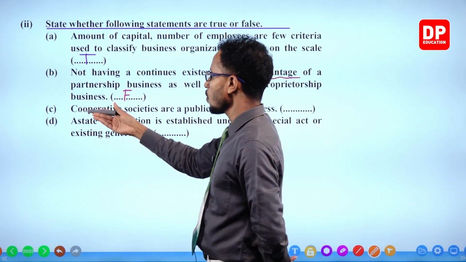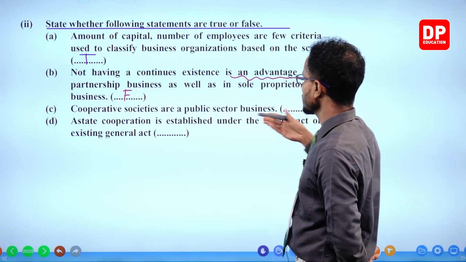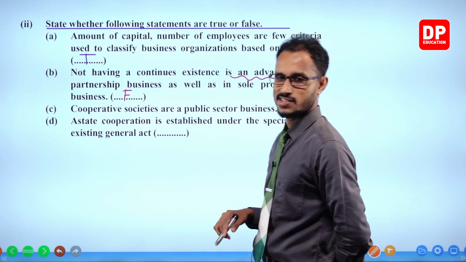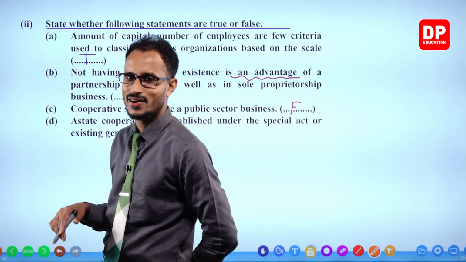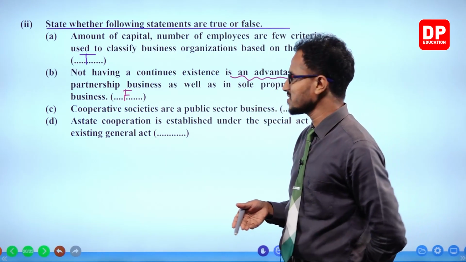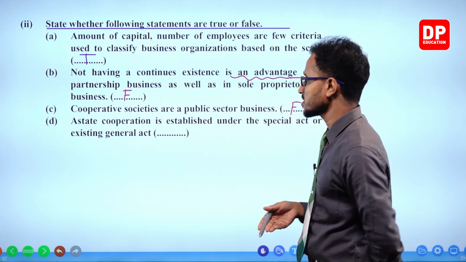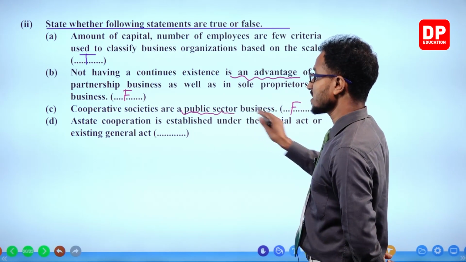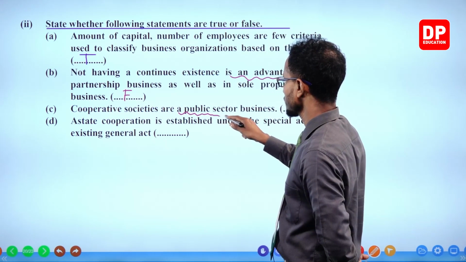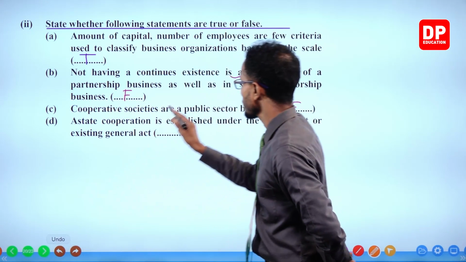Next. Cooperative societies are public sector businesses. Oh, really? No. They are private sector businesses, but non-profit businesses. So if you say public sector, it's wrong. If they say public sector, that's why it is wrong.